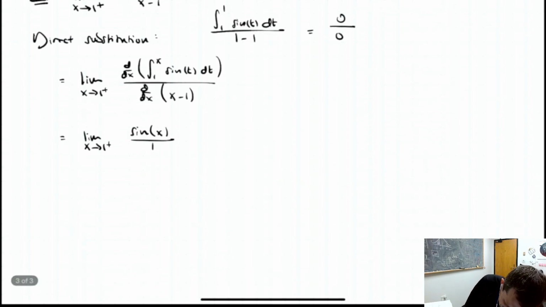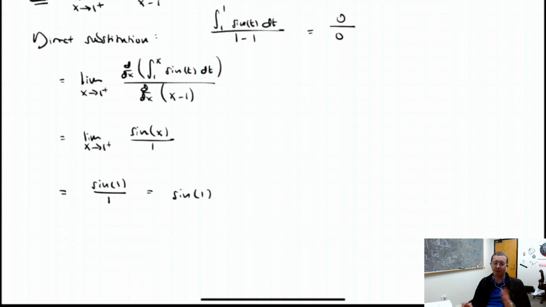Now that I have this new limit, I'm going to try direct substitution again. I plug in 1, and that works just fine. I get the sine of 1. I don't know what the sine of 1 is. That's not an expression I can simplify. 1 radian is not one of those nice angles where I know the values of the trig functions. But sine of 1 is the answer.